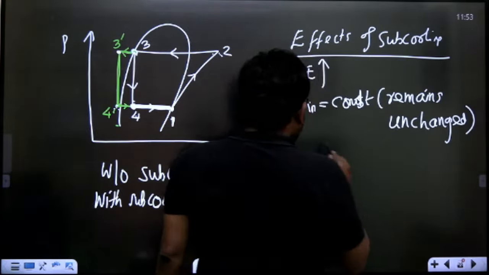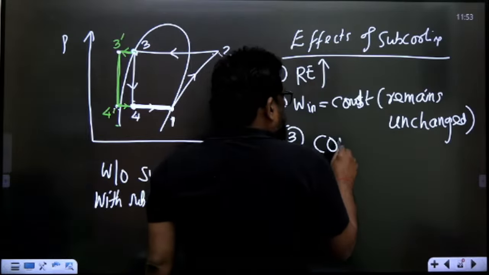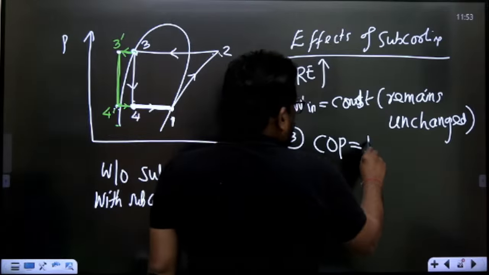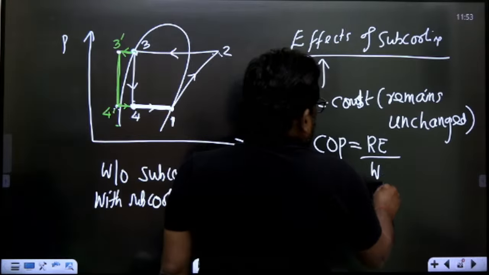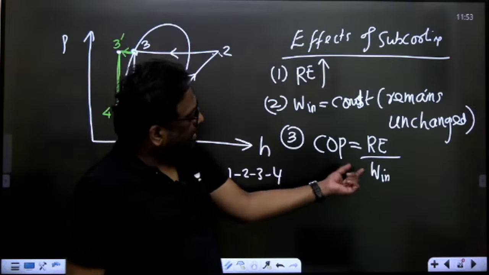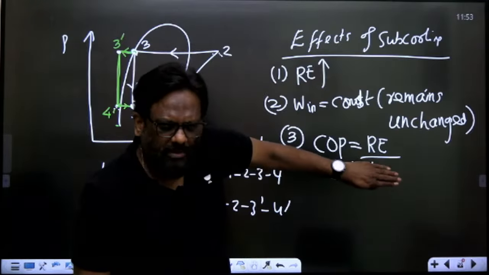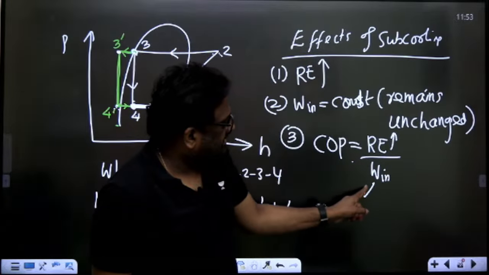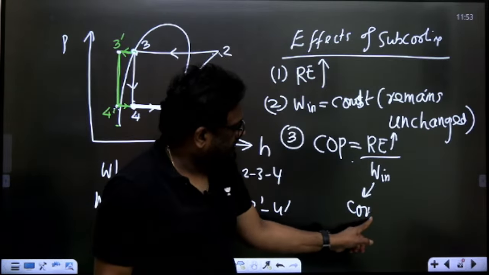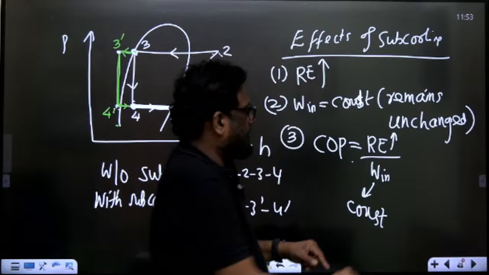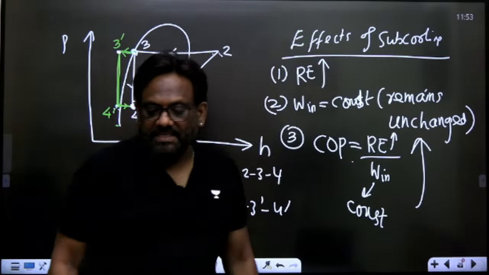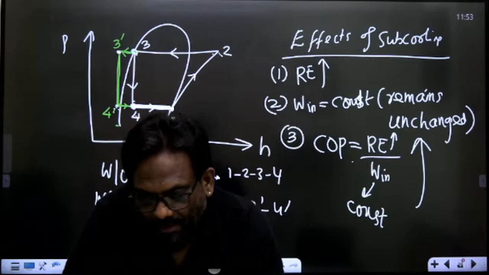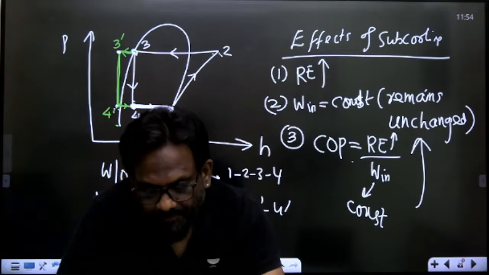Absolutely fine. Now you tell me what is its effect on COP? COP is RE by work input. मेरे प्यारे विद्यार्थी, वर्क इनपुट इज कांस्टेंट, डिनोमिनेटर तो कांस्टेंट है और न्यूमरेटर बढ़ रहा है सर. This is increasing and this is constant. So what will happen to COP? COP will increase. These are the effects of subcooling. Clear? Clarity आ गया सर सबको?